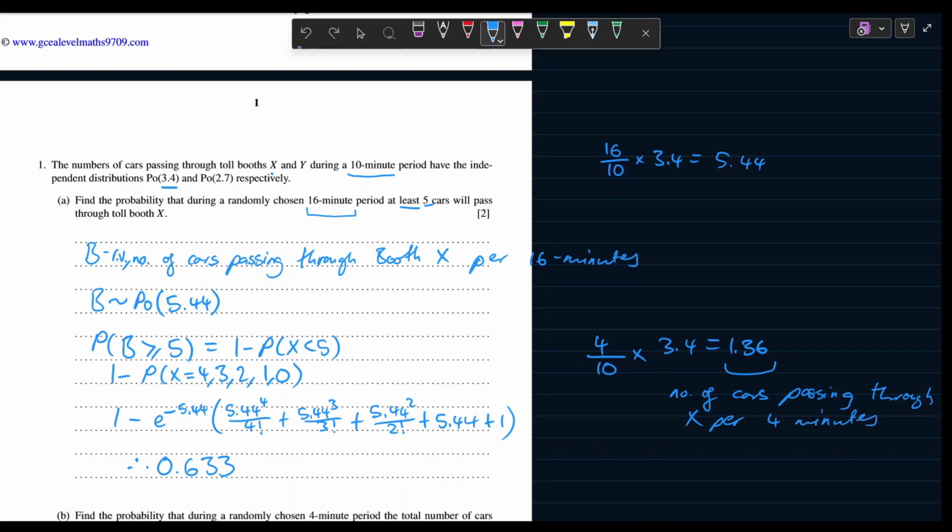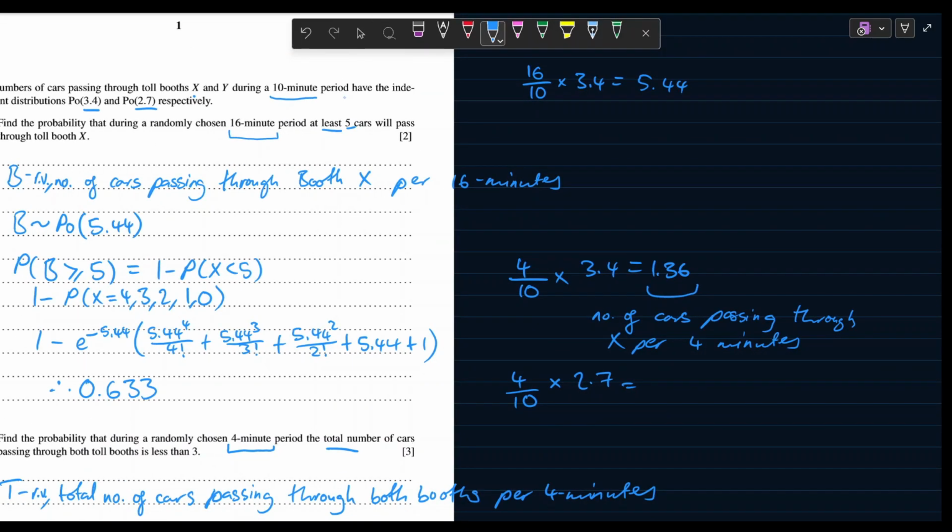We need to do the same for Y. So we know that per 10 minutes for Y, we've got 2.7 cars passing through the booth, but we want again 4 minutes, so it's 4 over 10 times 2.7. That gives us 1.08. So this becomes the number of cars passing through Y per 4 minutes.